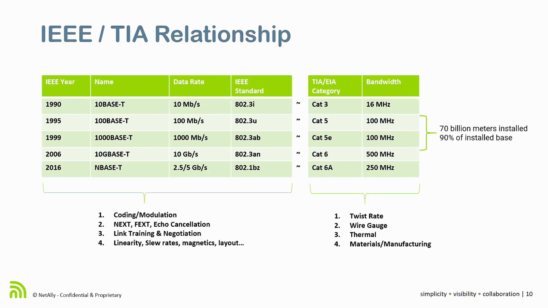And there's sort of this loose association, and you have the IEEE here on the left, working on the latest speeds, and that's largely about coding and modulation and a lot of digital signal processing for error, near-end crosstalk, far-end crosstalk, how links train up and negotiate, and the resilience there. And then even across the industry, the magnetics, the transformer on the front end, first thing that you see after the RJ: how linear is that, how good are the magnetics and the slew rates, and even how do you lay out your PC boards. So that's all happening on my side of the shop.